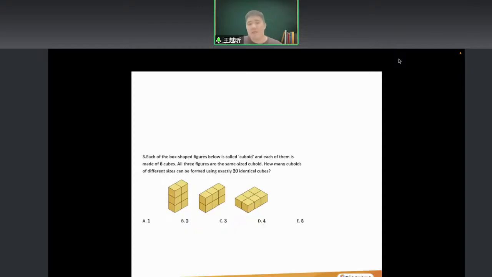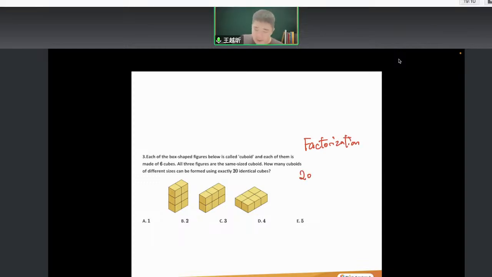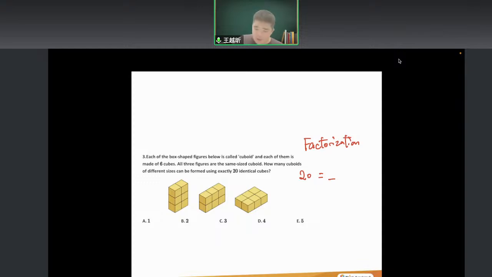I'll go to question 3. It looks like a 3D diagram, but it actually tests factorization. How can we write 20 as a product of 3 numbers? This is what the question is actually asking. This one is also not very difficult, so we start with the easiest ones.